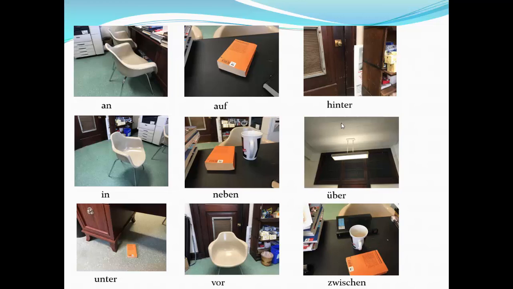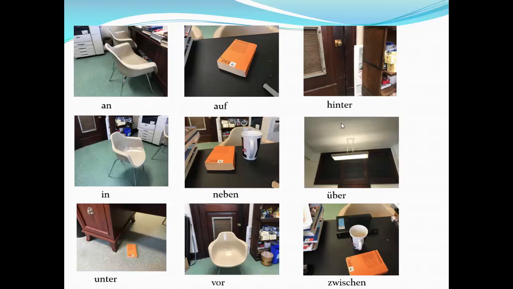Neben, let's look at the book there. Das Buch ist neben der Tasse. It's next to the coffee cup. Über, das Licht ist über der Tür. It's above the door. You can't really see that there, but it is above the door. Unter, now das Buch liegt unter dem Tisch. Vor, der Stuhl sitzt oder steht vor der Tür. And then zwischen, die Tasse steht zwischen den zwei Büchern. Okay? So, an, auf, hinter, in, neben, über, unter, vor, zwischen.